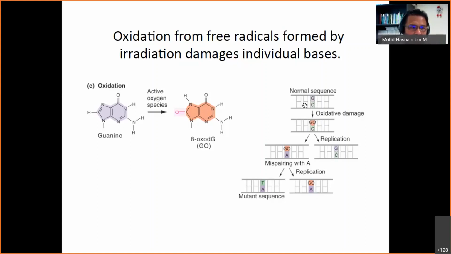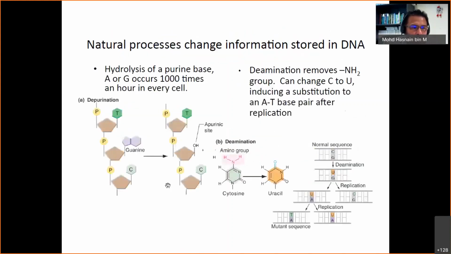Actually, the C is maintained, the G becomes GO like this, and then you have to imagine that during replication, this will become temporarily single-stranded on both sides, isn't it? So the one with the GO will bind with A, it becomes a mutant. This one maintains as GO, it will become a mutant, but this one will have a normal sequence cell. So this one goes on, multiplies again, and becomes a group of cells that have a mutant sequence.